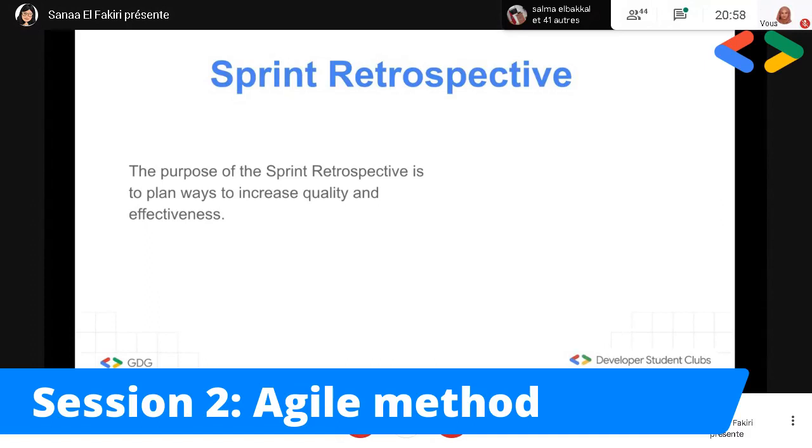So the Scrum team discusses what went well during the sprint. They say this was very good, this was a very good thing done by Flan, etc. And then they also discuss what problems have been encountered during this sprint.